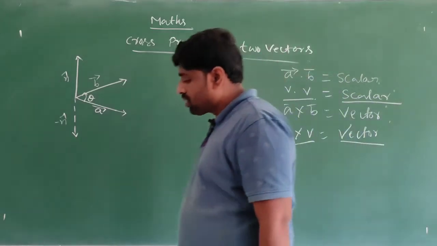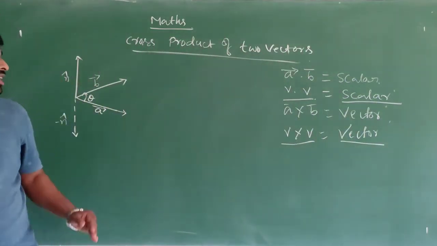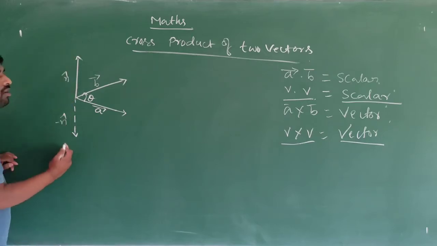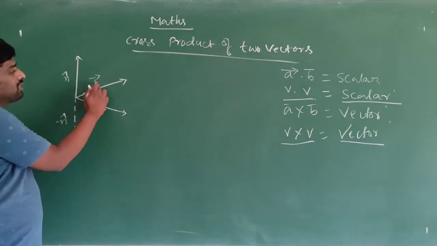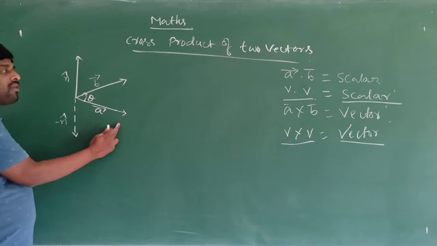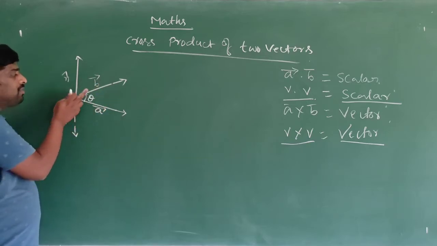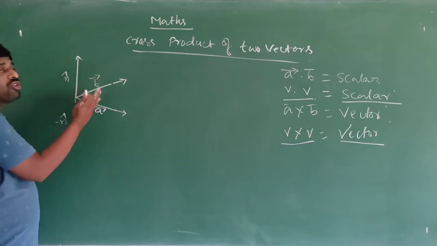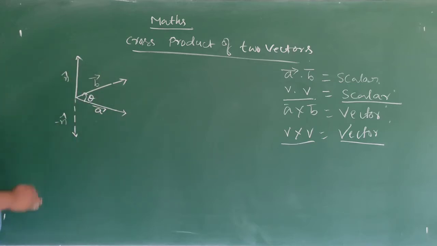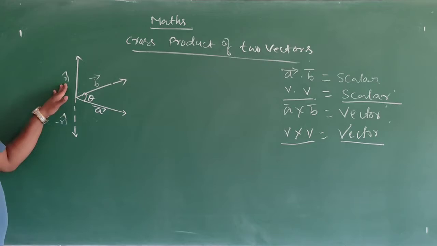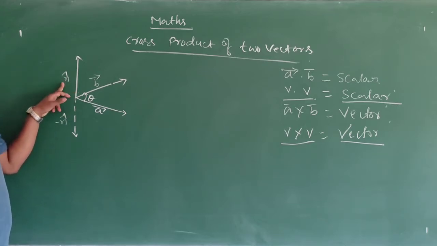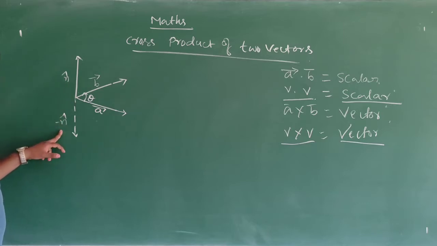Now come to the cross product of vectors. This is one vector, this is another vector, a bar and b bar. The angle between these two vectors is theta. These two vectors have a normal. This is the normal unit vector, n cap. This is the positive normal unit vector, and this minus n cap is the negative normal unit vector.